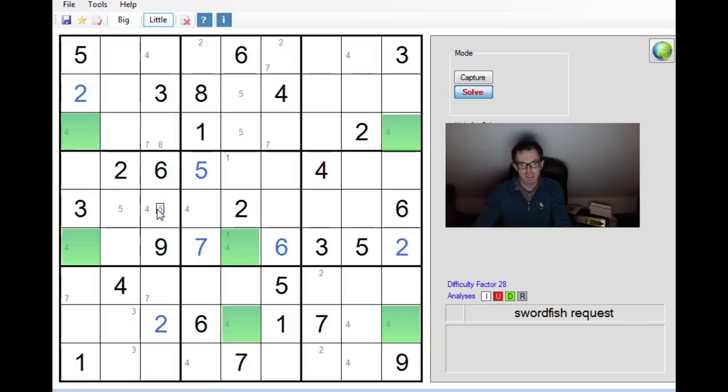This square can be lots of things. Well, this square, 1, 4, 5. This square can only be a 7 or an 8. So again, here we've got another pattern emerging. Because we were able to eliminate 4 from this square because of the swordfish, there is a hidden 7-8 pair now in column 3. And we're left with having to place the numbers 1, 4, and 5.